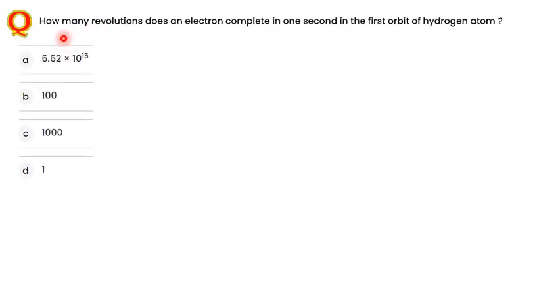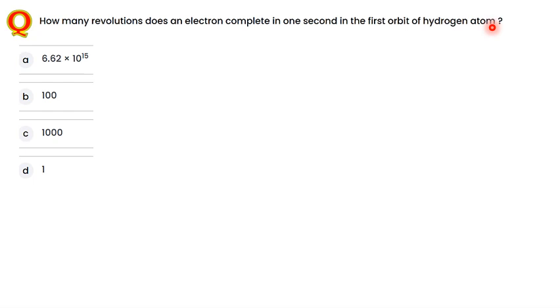This problem is quite interesting, but you have to remember some of the values. Let me tell you, as in the previous problem, the energy levels of different states you also have to remember. Similar to this one: how many revolutions does an electron complete in 1 second, in the first orbit of a hydrogen atom?